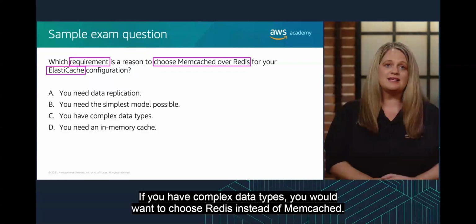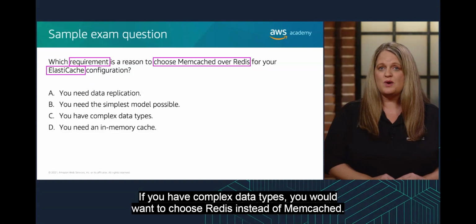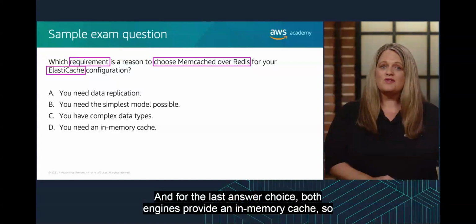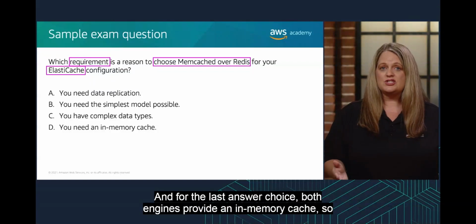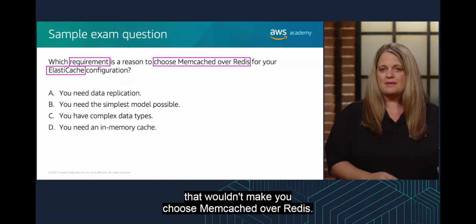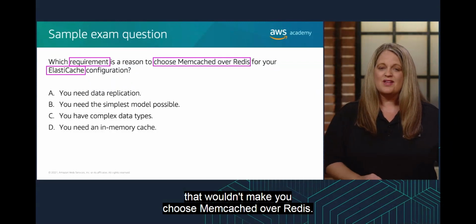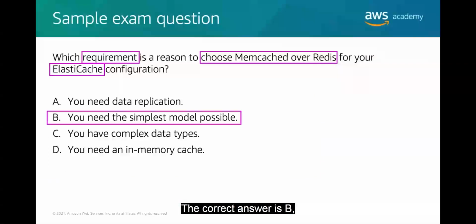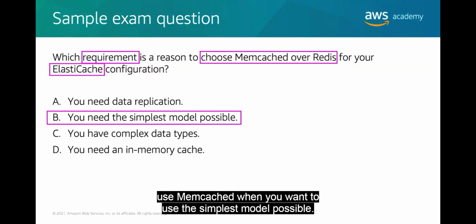If you have complex data types, you would want to choose Redis instead of Memcached. This isn't the answer. And for the last answer choice, both engines provide an in-memory cache, so that wouldn't make you choose Memcached over Redis. The correct answer is B. Use Memcached when you want to use the simplest model possible.